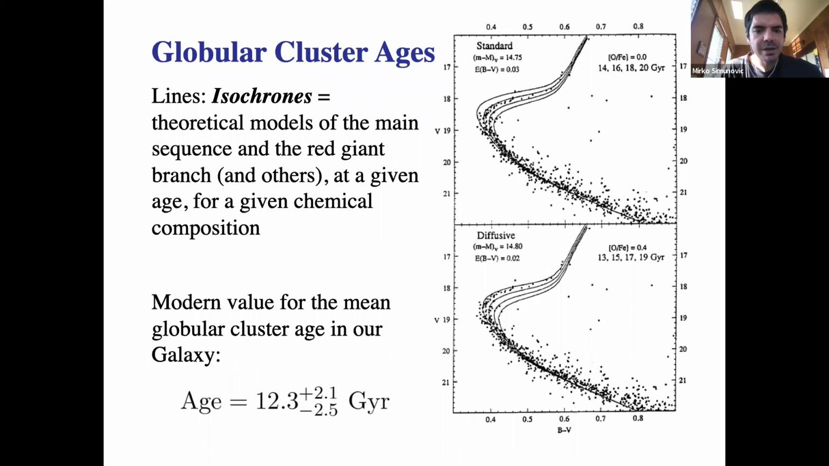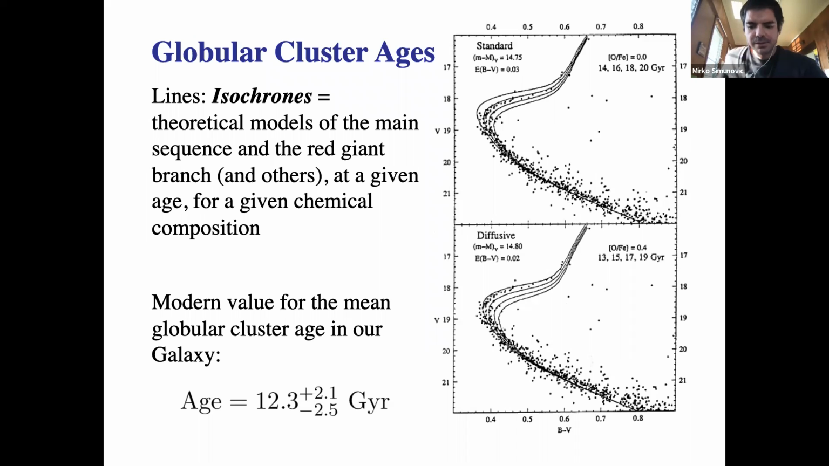So to measure specifically, to have a number for the age, we use models, and the models that we use allow us to draw these lines that you see here. This is the same HR diagram, the same color magnitude diagram that you were seeing before, but now we are zoomed in on a region around the turnoff.